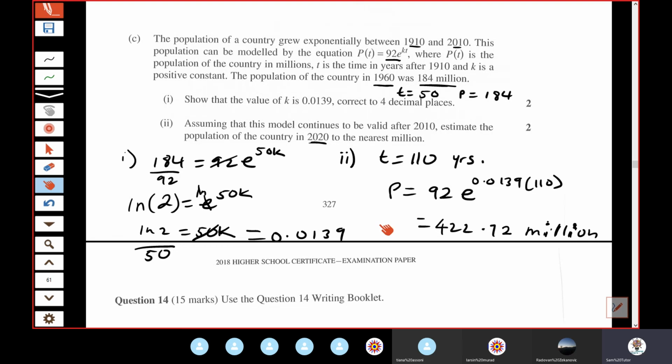All right, hold on. Let me just get it all out again. 92 e^(log 2 on 50 times 110). It was 422.7209909946. Like I said, it's in millions, so you've got to times it by 1,000,000. That's 422.7, which means it's 423 million.